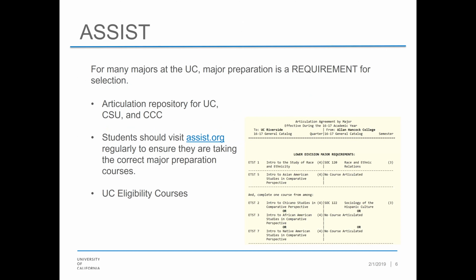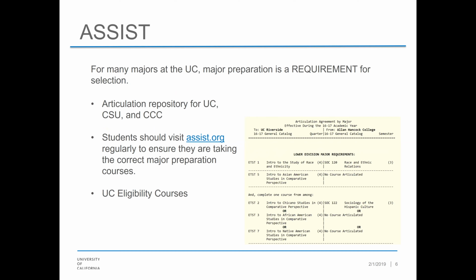Assist. For many people, Assist is often the first place they'll go to see what courses we are requiring students to take for major preparation. And again, for some of our campuses, completing major preparation is a requirement. Assist holds the repository of all the UC, CSU and community college articulation. Articulation is simply what is deemed transferable and meeting one of our course requirements at the UC or one of our requirements for admission.